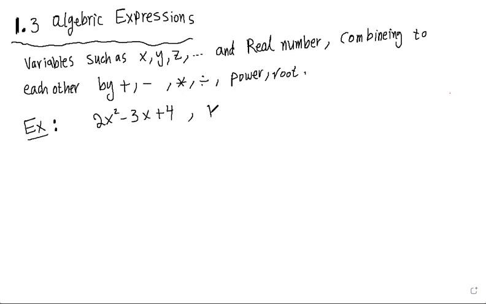Another example, square root of x plus 10. Look, here numbers, root, variables, combined by using sum. So this is called an algebraic expression. Another example, y minus 2z over y squared plus 4. We have variables y and z, we have numbers, we have 4, we have power, we have dividing. So this is an algebraic expression.